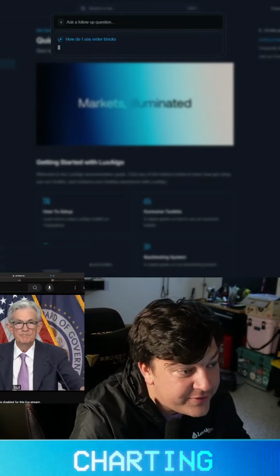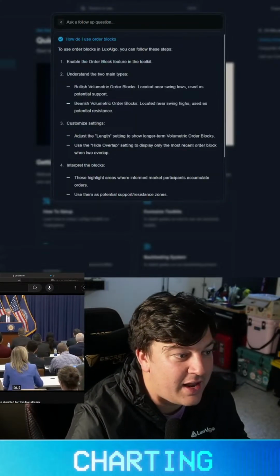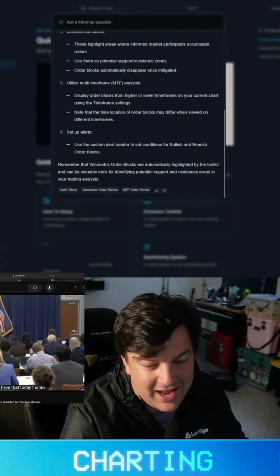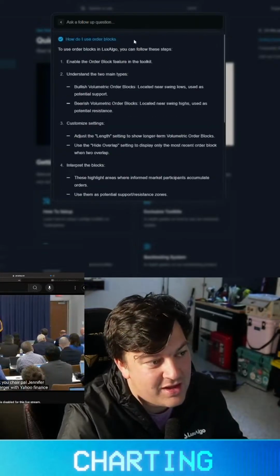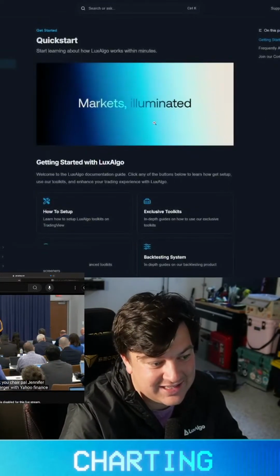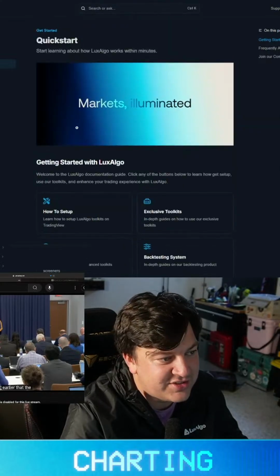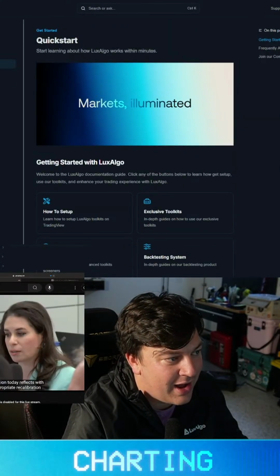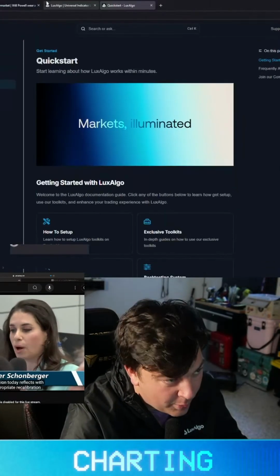Chat GPT enabled, brother. There you go. It's going to literally tell you exactly how to use order blocks. And you can ask it anything. It's going to tell you what to do. And pretty soon we're going to even release an even better AI thing to help you.